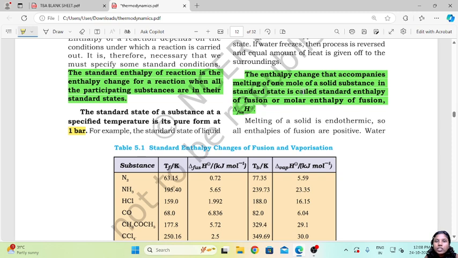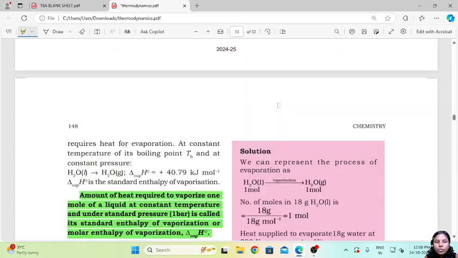So whatever enthalpy change occurs when 1 mole of a substance is melted, that is known as the standard enthalpy of fusion, or it is also called the molar enthalpy of fusion.